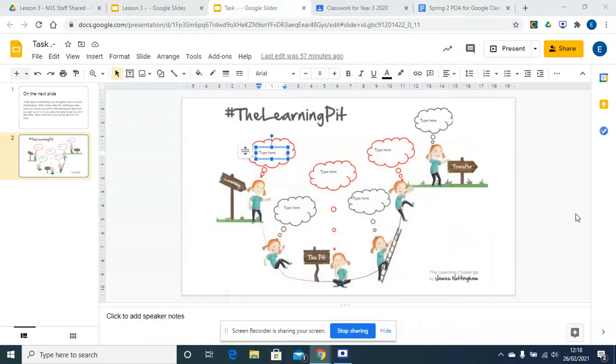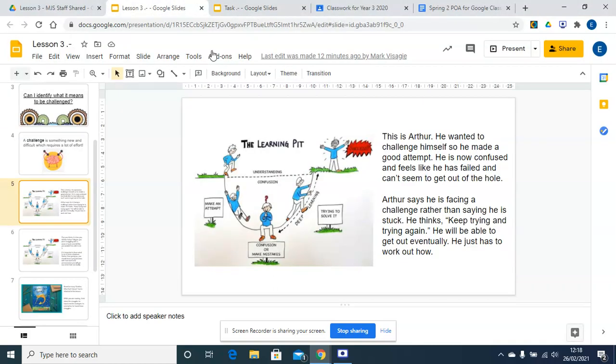Today, you're going to be filling out your own version of a learning pit based on one of your learning experiences that you've found a bit challenging and how you got through that challenge. Now, you should have two things up today. You should have the task and you should have the slides up. And this slide in particular, because it's going to help you to see the different stages of the learning pit to help you fill out your task.